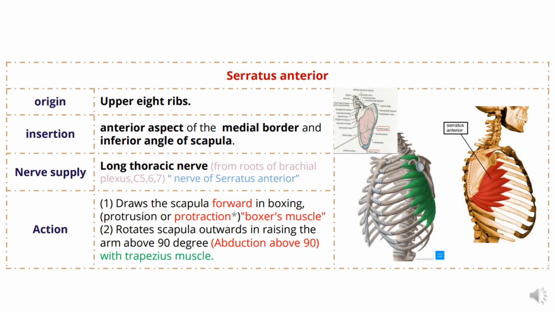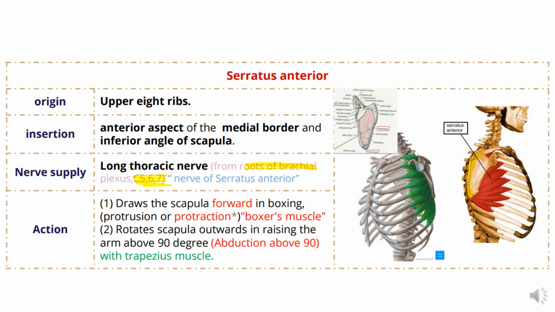The next muscle in this table is the serratus anterior. The serratus anterior arises from 8 digitations from the upper 8 ribs. You can see the 8 digitations arising from the upper 8 ribs. Now insertion is the anterior aspect of the medial border and inferior angle of the scapula. So this muscle is inserted into the medial border of the scapula from superior angle to inferior angle. Nerve supply is by the long thoracic nerve. This nerve arises from the roots of the brachial plexus, that is the C5, C6, C7 roots. This is also known as the nerve of serratus anterior or the long thoracic nerve.